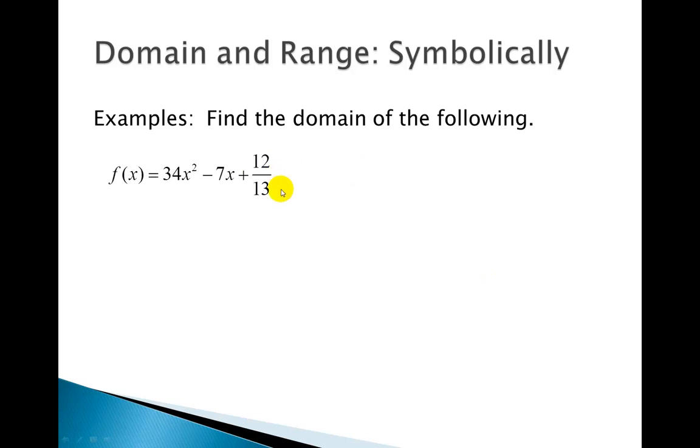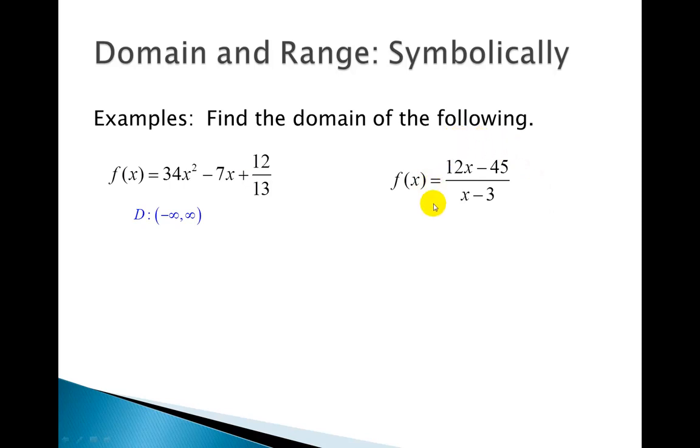So here are some examples. I'm starting off with this one function here, 34x squared minus 7x plus 12 over 13. Now I'm noticing that there is a fraction here, so I've got to be careful. But there are no x values in the denominator of this fraction, so that means we have no restriction. So the domain of this function has no restrictions, so we use everybody, which means negative infinity to infinity. And that's how our interval notation would be. How do we write mathematically everybody? Negative infinity, comma, infinity.